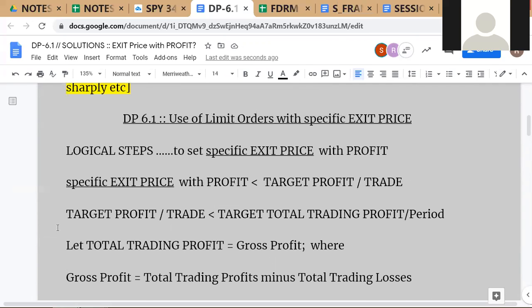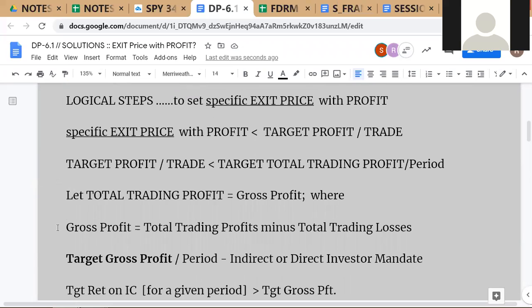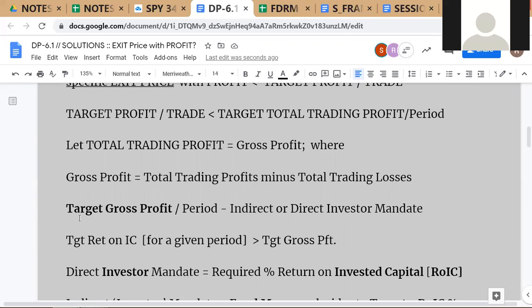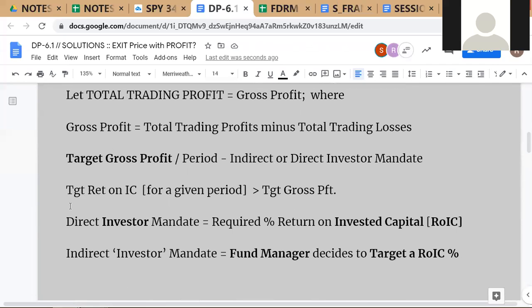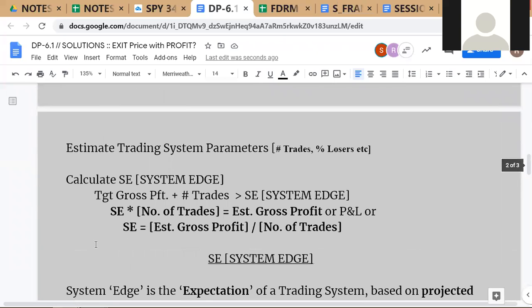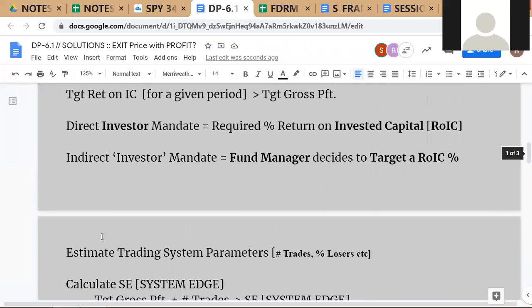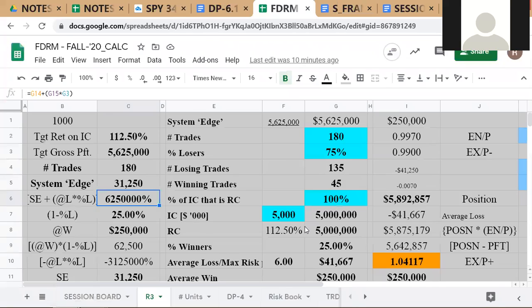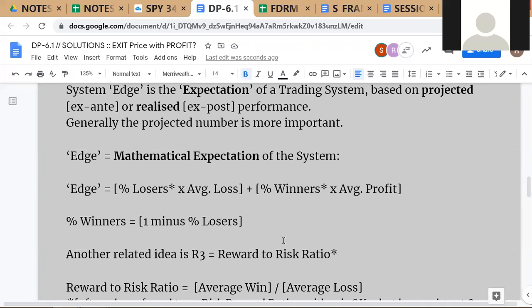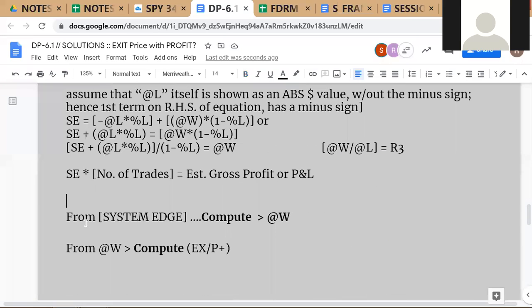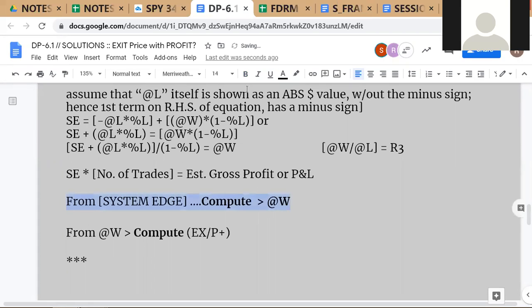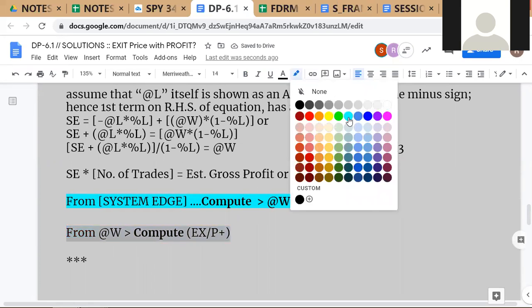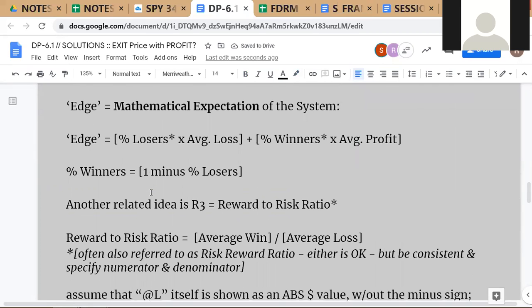If you want to write down steps, we can write. We'll come to those. We already discussed those, but we'll write them down. I'll write down the steps more clearly, but you have understood the steps so far. We have come to the point of computing the system edge, by taking estimated gross profit divided by number of trades. So now our next job is, from system edge, to compute the next quantity. We can put this in the background here. These are our steps, what we have to do. And here we say calculate system edge.